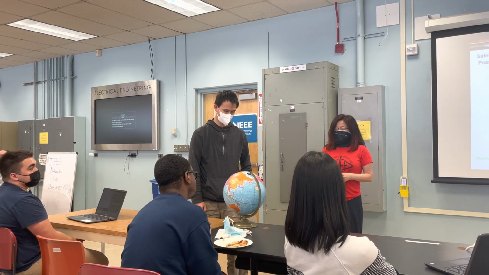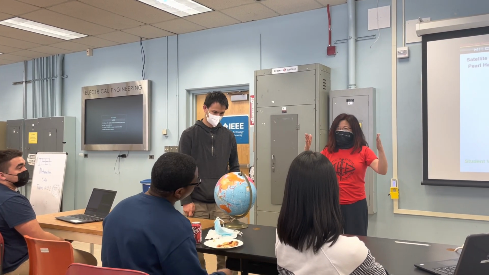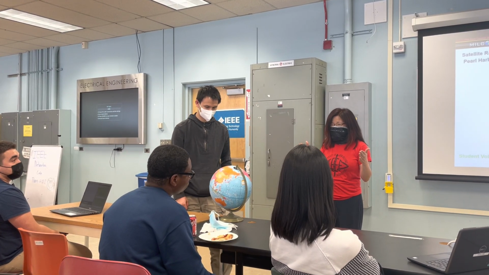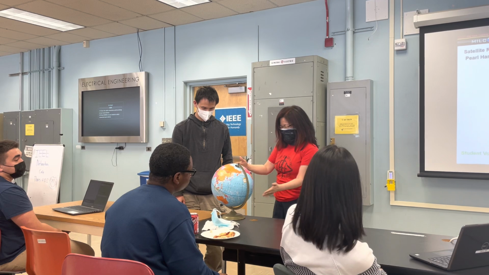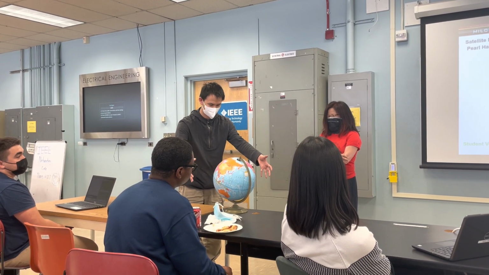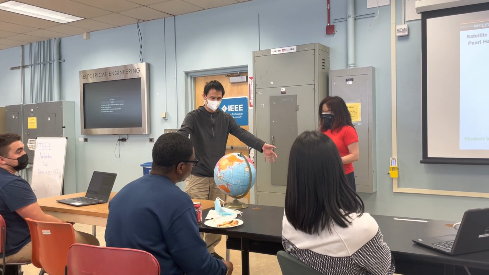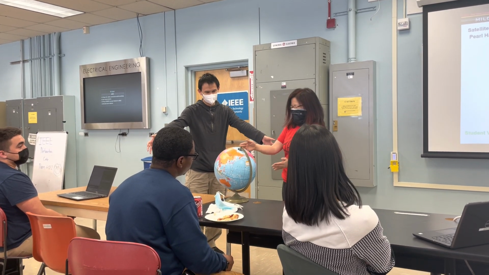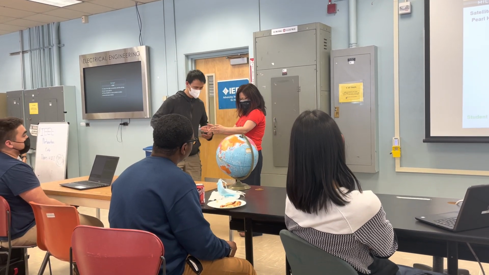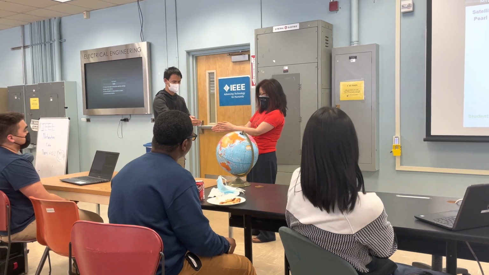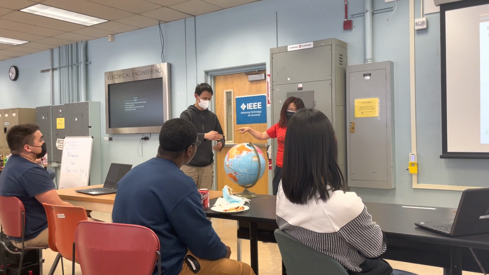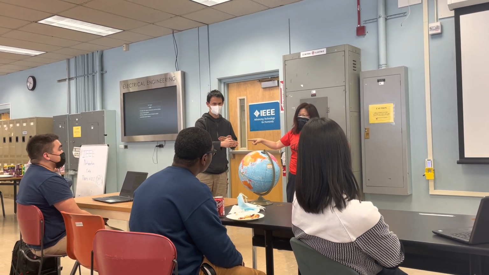Geosynchronous orbit is 3 Earth diameters away. The Earth's diameter is 12,736 kilometers, so you need 3 of these. So 1, 2, 3. It's right here. This is where geosynchronous equatorial orbit is.